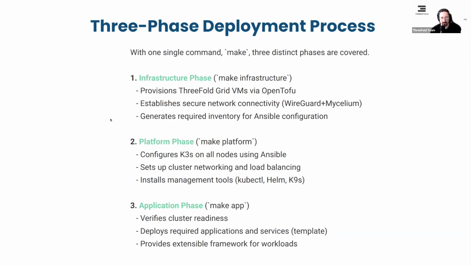then to manage remotely. Then we have the platform phase, which can be run with make platform. There we configure K3s on all nodes using Ansible, and then we set up the cluster networking and load balancing, and we install on the management node all the tools necessary to administer and manage the cluster. And then the application phase, for now, is a placeholder. What we want with this deployment is that you can deploy your own Kubernetes cluster, and then on top of this, you can add your own application. So this gives a main template for how to proceed.